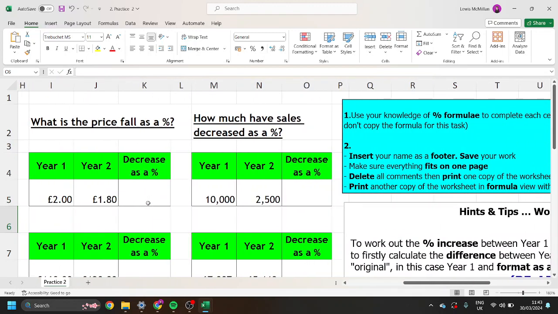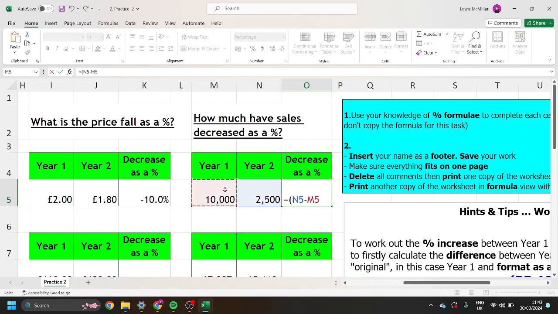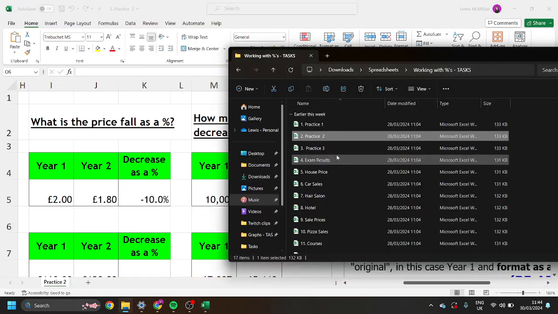When we're trying to determine how much a decrease there has been, we do the same thing. We take year 2, because this is the new figure, and we take away year 1, which is the original figure, and we divide it by, again, the original figure to find out that we have had a 10% decrease. It is a negative figure because it is a decrease. And we'll do the same for this one here. Year 2, take away year 1, divided by year 1. We have had a 75% decrease. Let's have a look at practice 3.